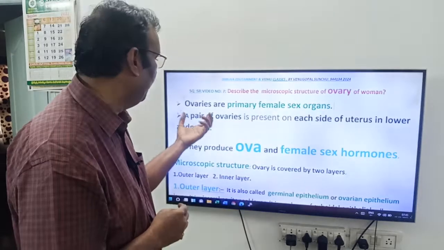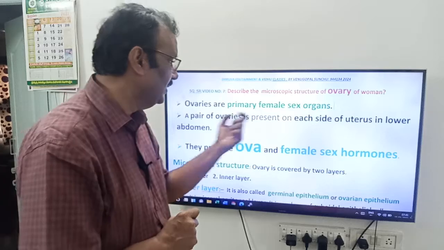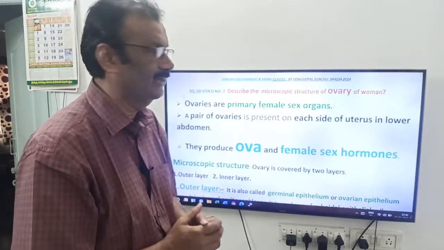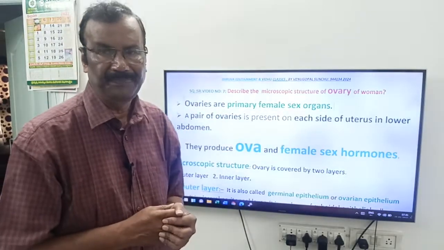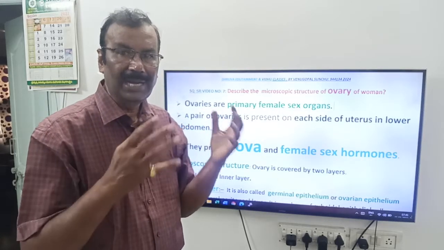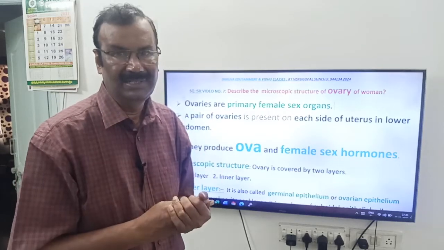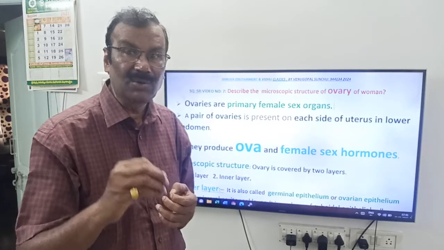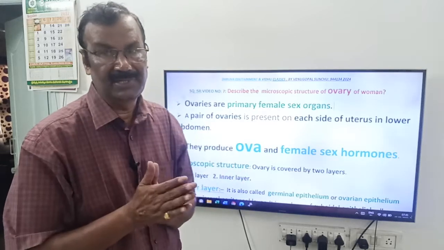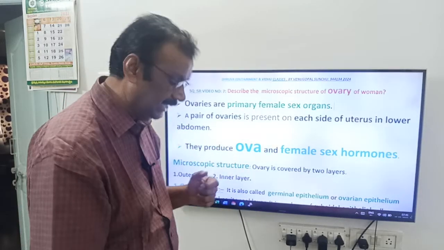See friends, a pair of ovaries is present on each side of the uterus in the lower abdomen. Friends, you see, in male human beings, the gonads or testes are present outside the abdomen in the scrotal sacs. But the female gonads or ovaries are present inside the abdomen. This is very, very important, friends. So they are present on each side of the uterus in the lower abdomen.